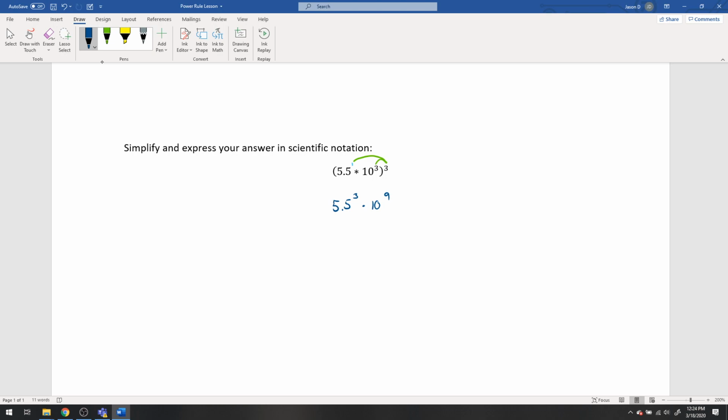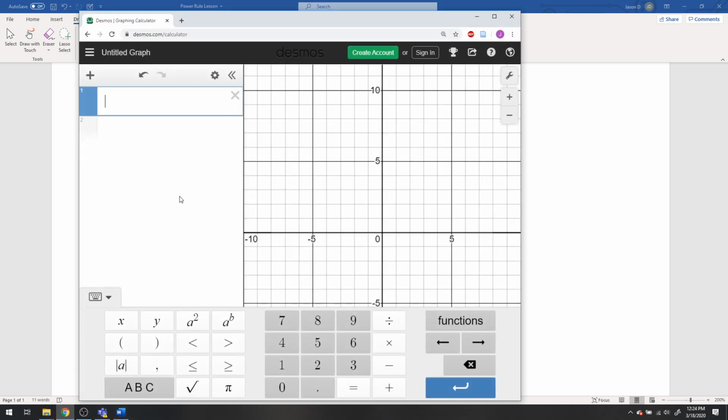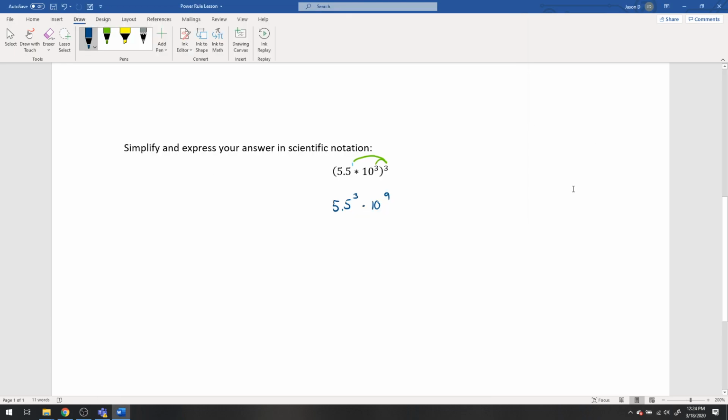So we actually have to express our answer in scientific notation. I'm going to need to rely on a calculator for that. 5.5 to the third power is certainly not a thing to do in your head. 5.5. Where's my exponent button? There it is. To the third power. You hit the A to the B button in Desmos anyway. So we get 166 and change.